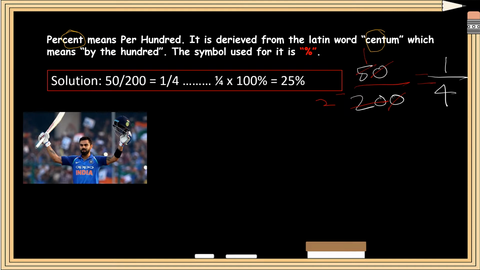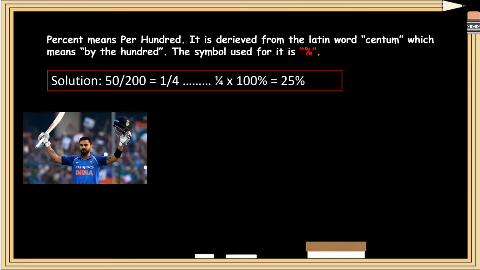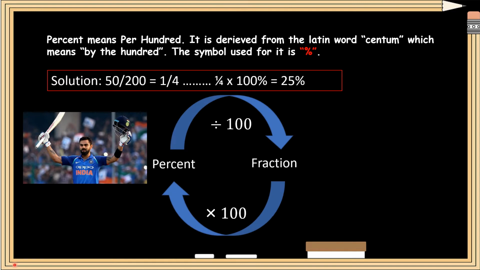Now I'm going to show you a little rule which you have to follow when you're converting percent to fraction and fraction to percent. We'll be doing some examples so that we are more clear with this rule. So the rule is, when you convert from percent to fraction, you divide by 100. And when you convert fraction to percent, we multiply by 100. So this is our rule which we have to follow.